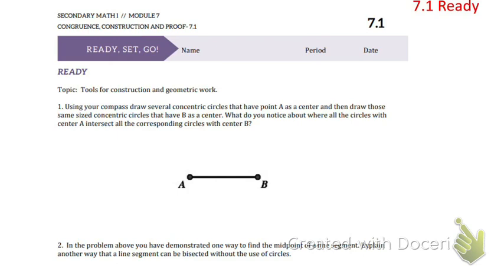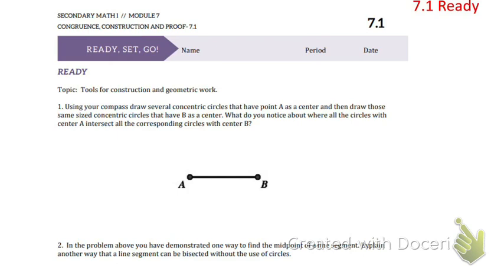So we're going to draw a circle centered at A, move the point of the compass over to B, draw that same diameter circle. And then we're going to change the radius of the compass, make it larger or make it smaller, draw another circle at A, go back to B, and draw that same congruent circle. We're going to bounce back and forth here, making concentric circles. And we're going to look at, in particular, what it asks for the question is, what do we notice about where all these circles with center A intersect with all the corresponding circles centered at B?